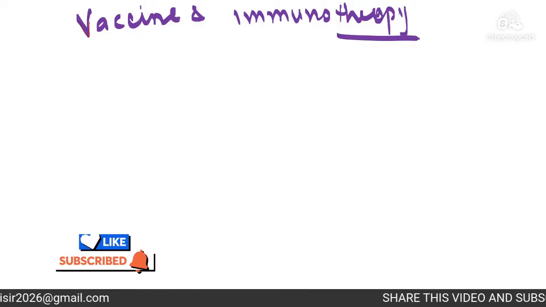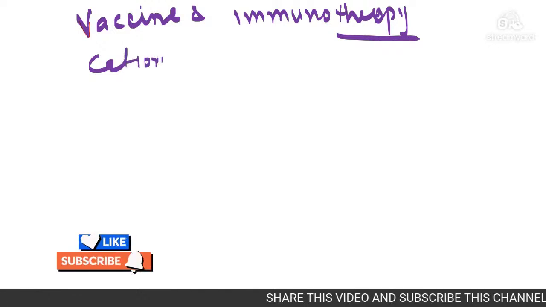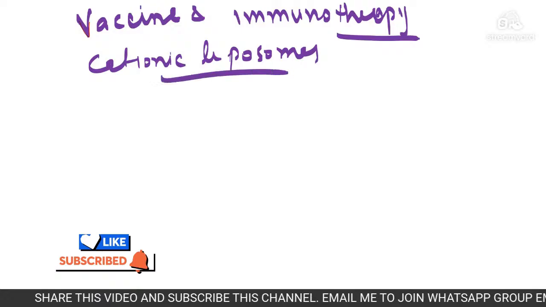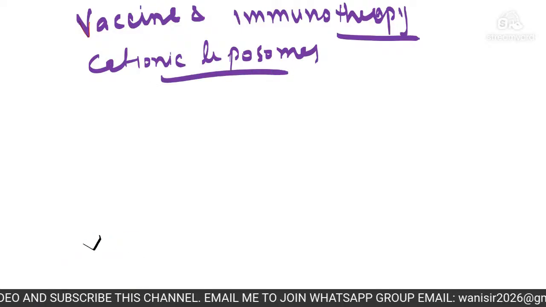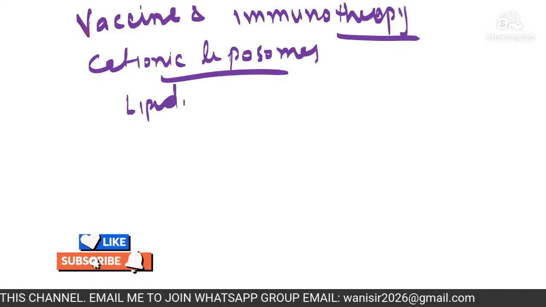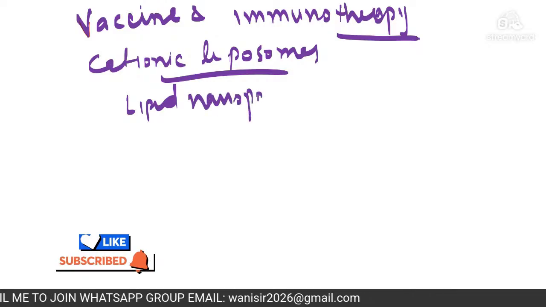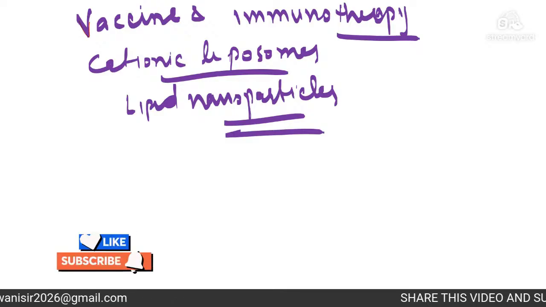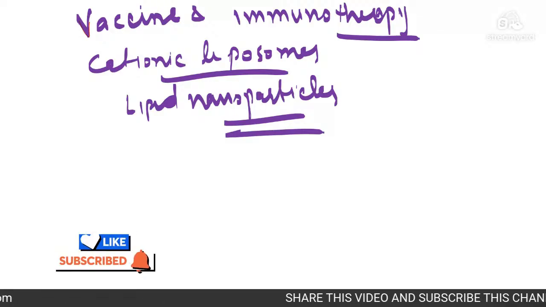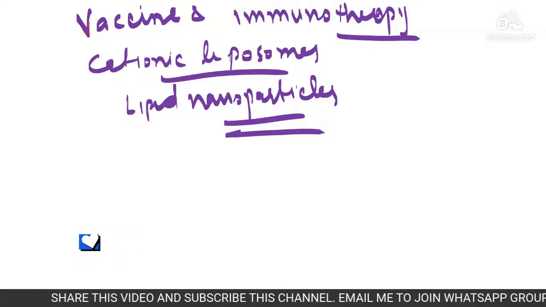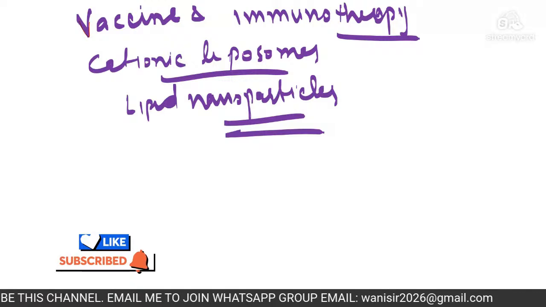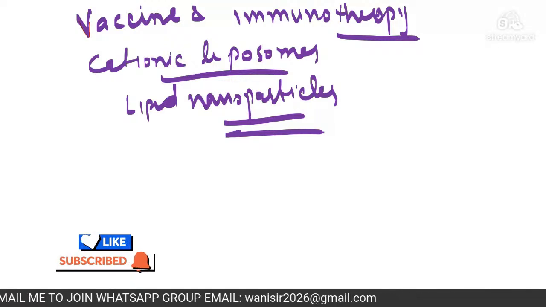You need to remember cationic liposomes and lipid nanoparticles. Cationic liposomes and lipid nanoparticles can carry the DNA and mRNA encoding viral antigens. These complexes are taken up by the antigen-presenting cells, which express the antigen and activate the T or B cell.